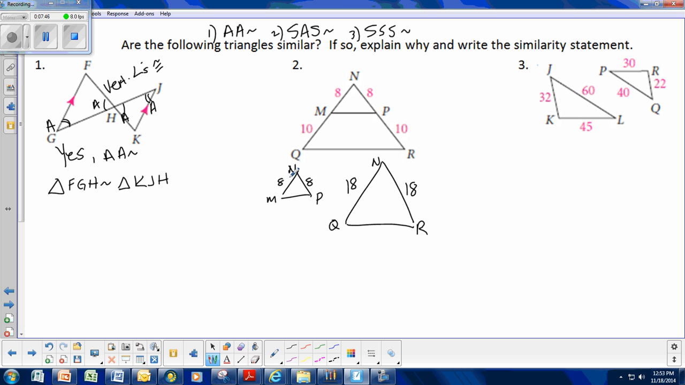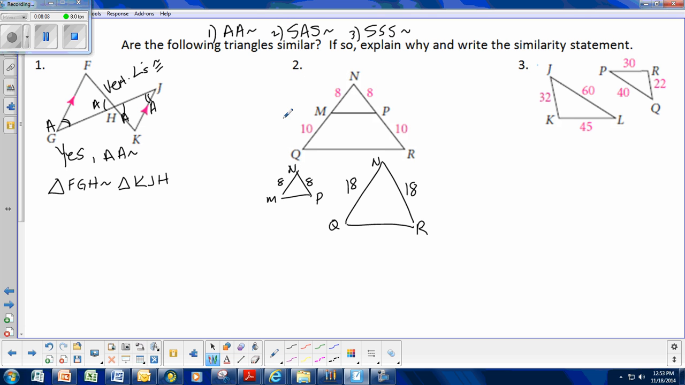Okay? Now according to these two diagrams here, I have some sides labeled, right? So I have a pair of sides here and a pair of sides here. So I'm thinking probably not side, side, side, because we don't know what the third sides are. So I'm going to ignore side, side, side. It could be angle, angle. We don't know. And I'm leaning towards side, angle, side.